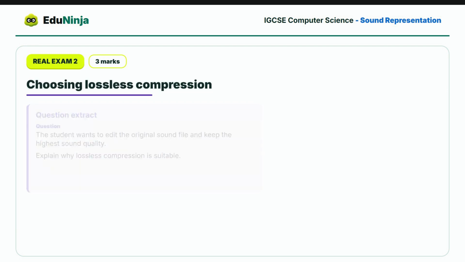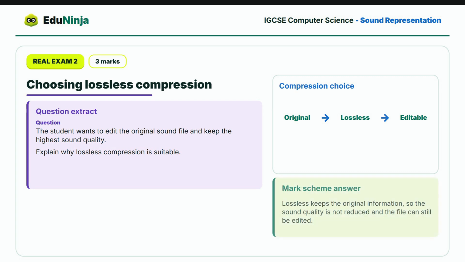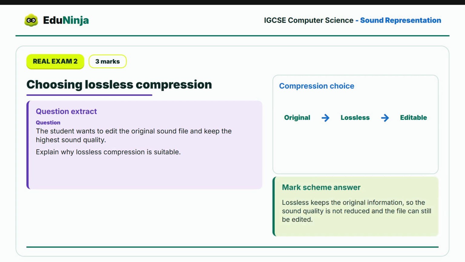Finally, explain why lossless compression is suitable here. The student needs to edit the original sound file and keep the highest quality. Lossless compression retains the original information, so there is no permanent loss of sound quality and the file remains editable.